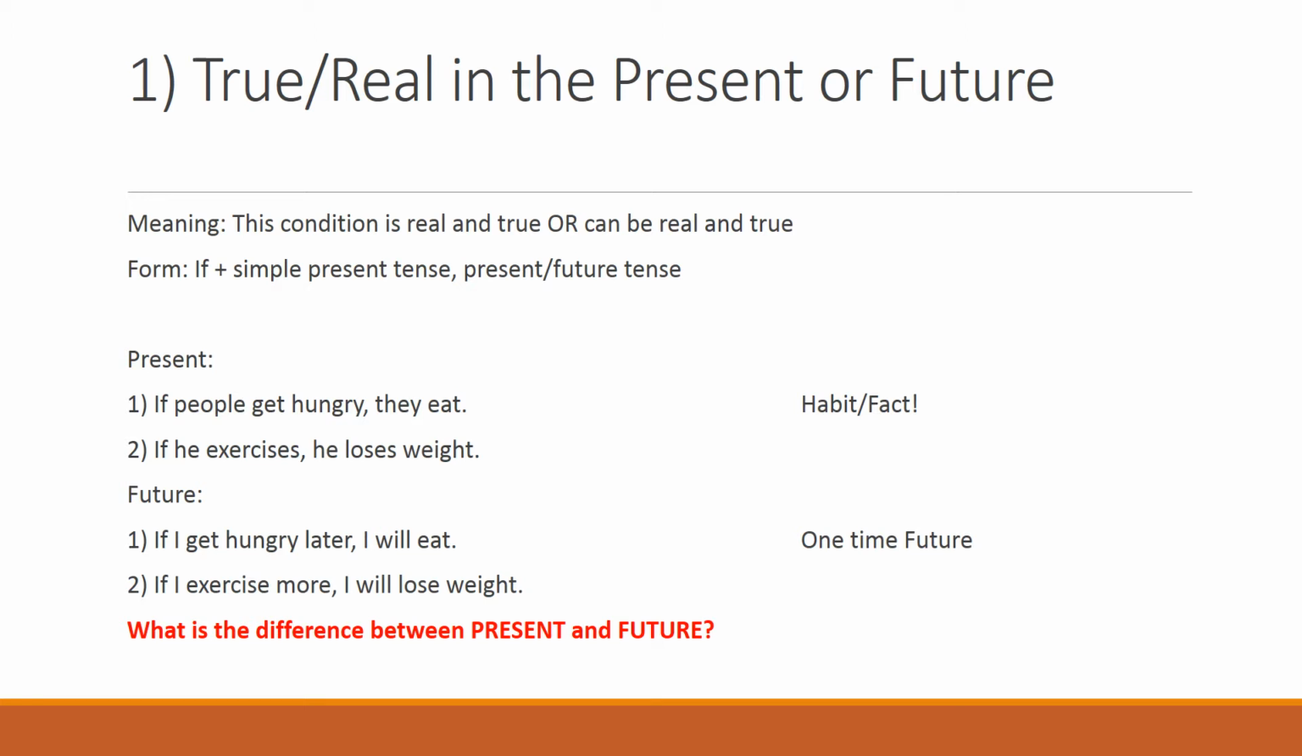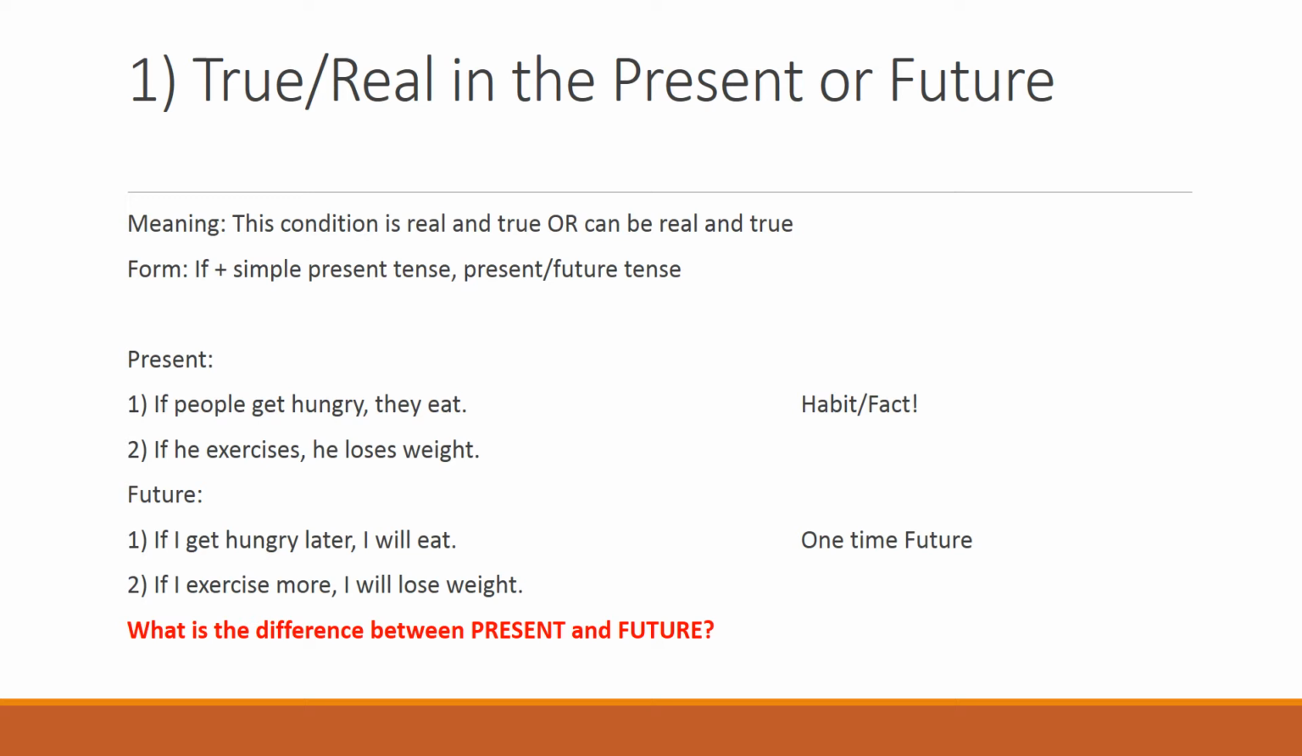So again, the difference between present and future is that in the present, we are talking about habit and fact. If people get hungry, they eat. But a one-time future is where I'm talking about myself. If I get hungry later, I will eat. This is the thing that I will do.